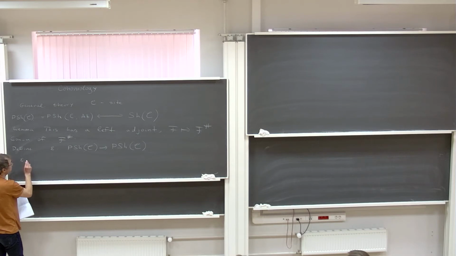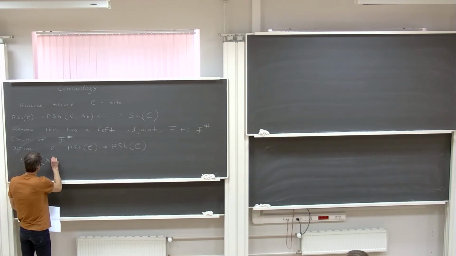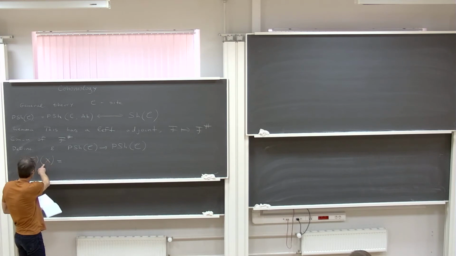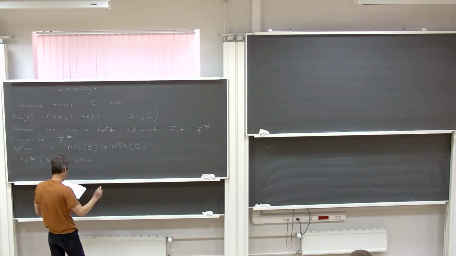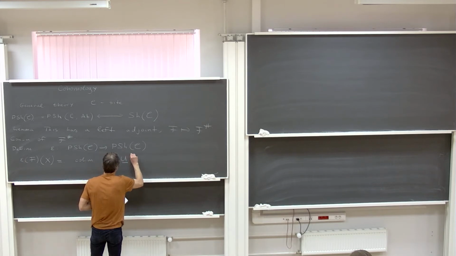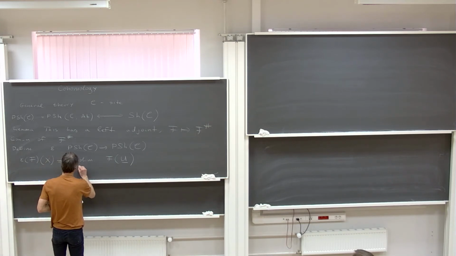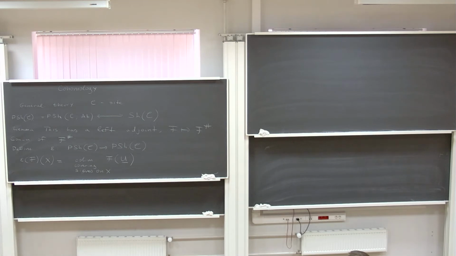If I have a presheaf F and I have an object X of C, I will define: the value of this epsilon of F at X is the colimit of locally given sections of F, where the colimit is taken over all covering sieves on X. Okay?